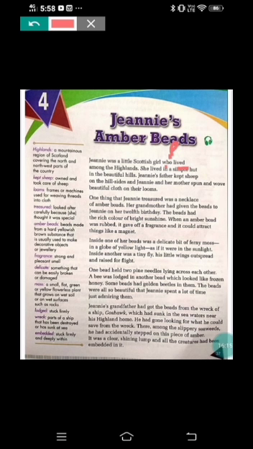Next, if you observe in the next sentence, that her grandmother had given the beads to Jenny on her 12th birthday. What is the verb here? The verb is given, right? Her grandmother had given the beads to Jenny on her 12th birthday. So here the word given is a verb which is a non-finite verb.